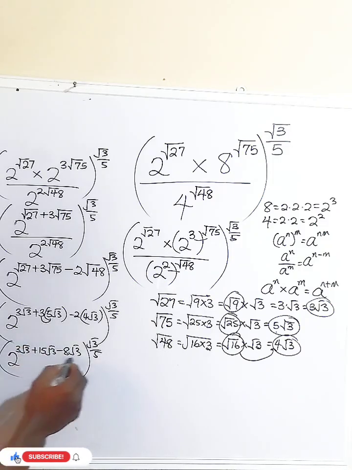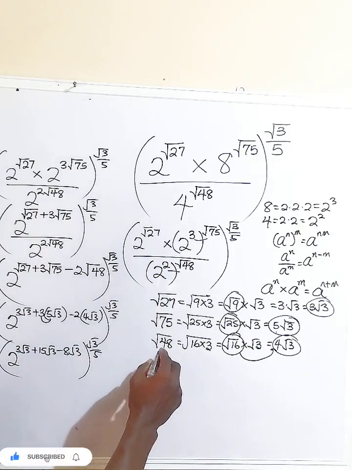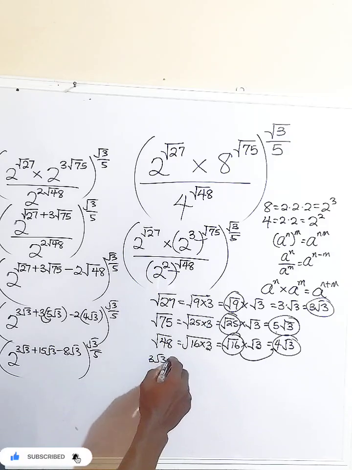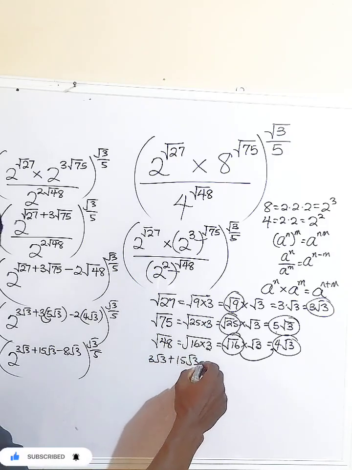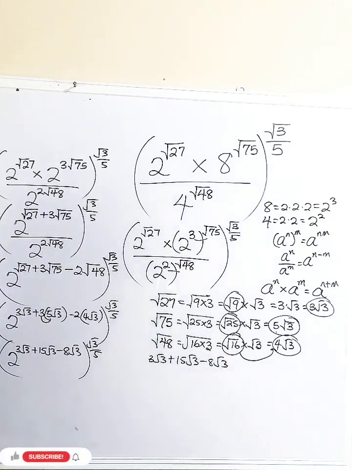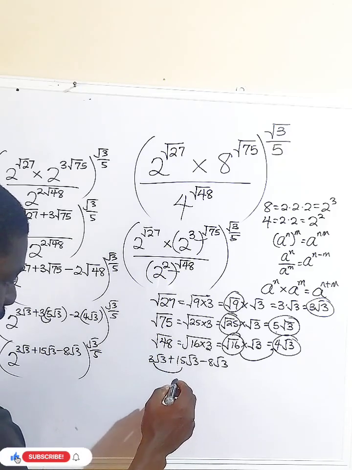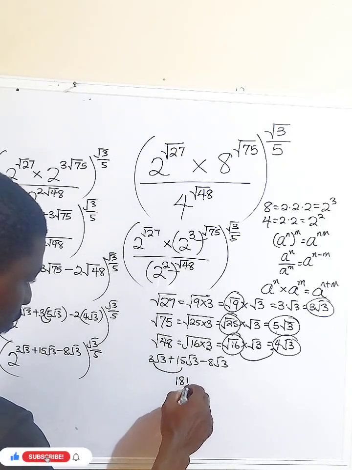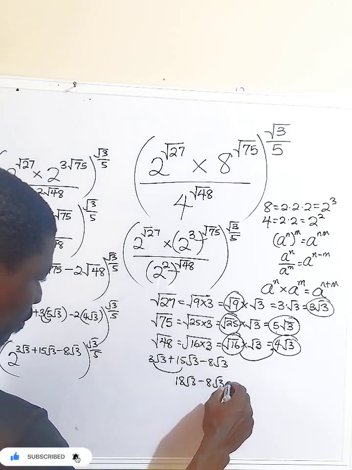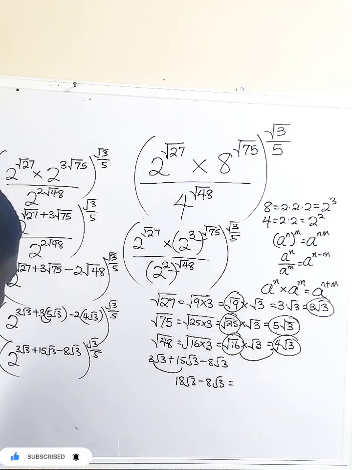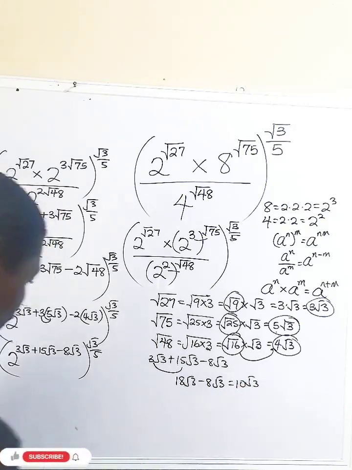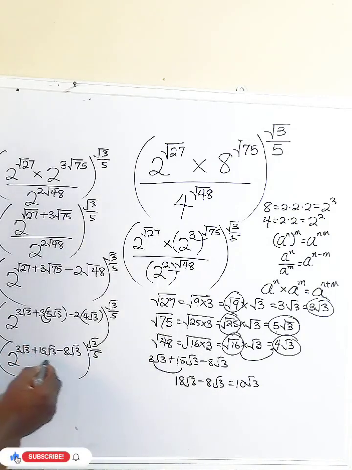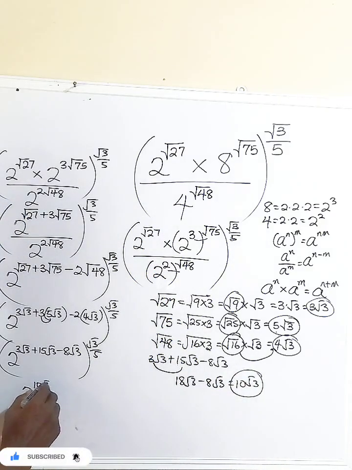So to this end, the whole of this exponent in the brackets, let us simplify it here. You have 3 root 3 plus 15 root 3 minus 8 root 3. This is 18 root 3 minus 8 root 3, which will give us 10 root 3. So the whole of this exponent here is 10 root 3. So here you have 2 raised to the power of 10 root 3, raised to the power of root 3 all over 5.